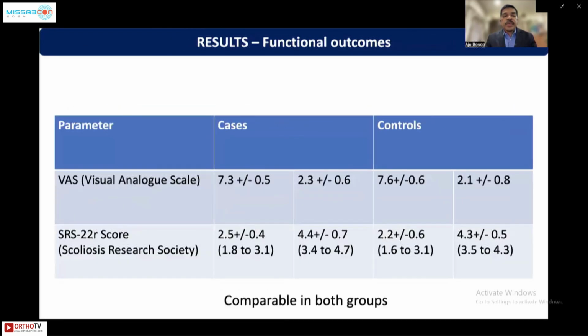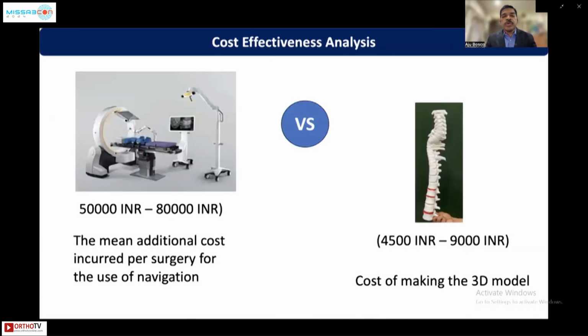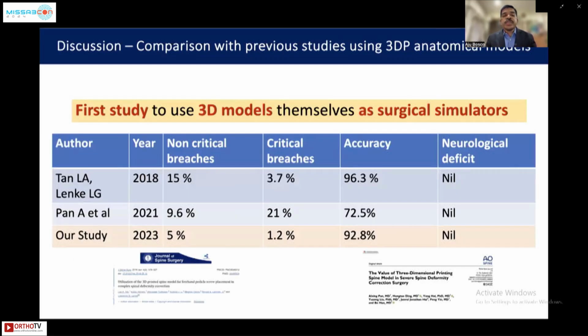And these visual analog scores and the SRS-22 scores were comparable in both the groups. More importantly, we did a cost-effective analysis, and as you can see, the mean additional cost incurred per surgery for the use of navigation ranged between 50,000 to 80,000 INR and even more for robotic surgery. Whereas the cost of making this model is only between 4,500 to 9,000 INR. This is the first study to use the models themselves as surgical simulators.